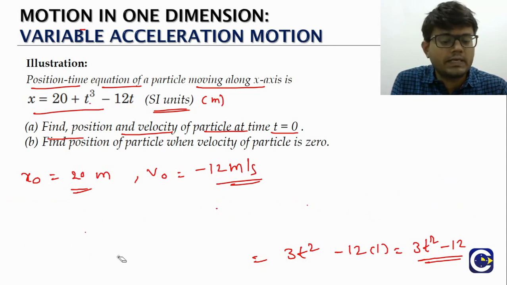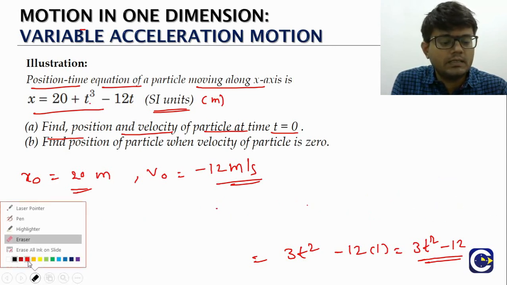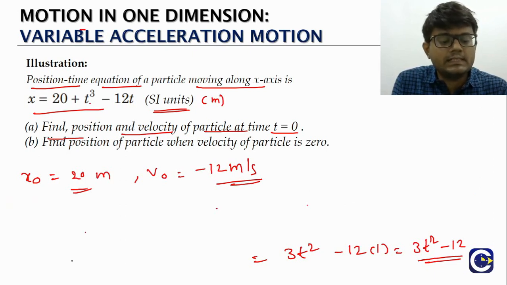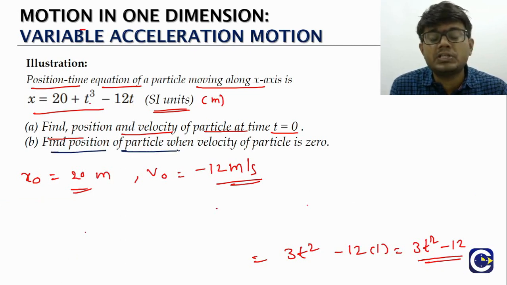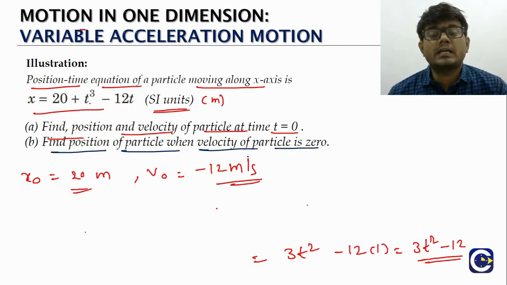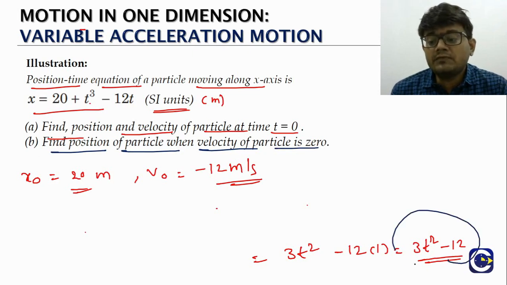If you consider the positive x-axis to be the plus direction, the minus indicates what? Negative x-axis. Okay. Now the second part of the question. They're asking to find the position of the particle when the velocity of the particle becomes 0.